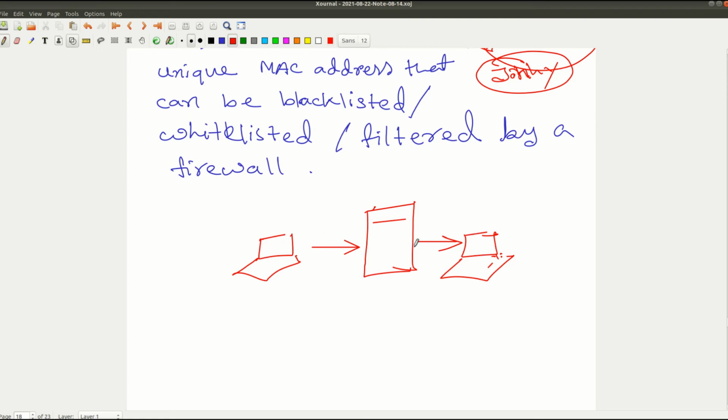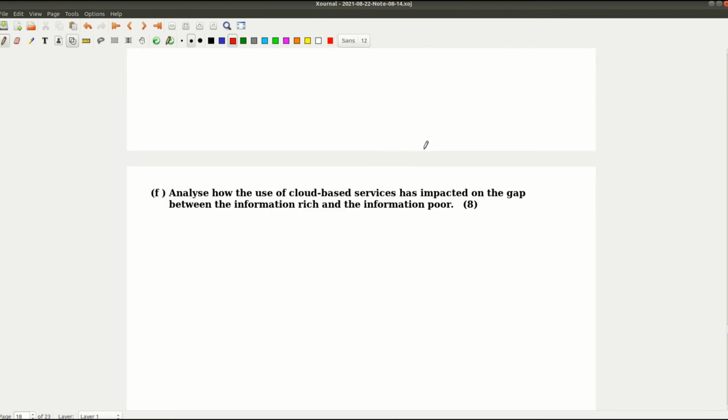So this way, if someone commits a crime using a laptop, then its MAC address can be blacklisted. That's why they can't transfer the data. Okay, so a firewall actually works as a filtration between the internet. Okay, so move to the next question.